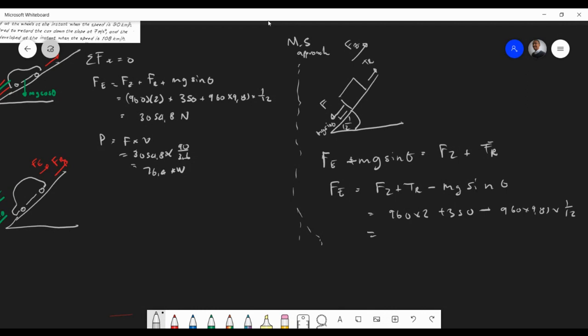One over 12. So I get 1,485.2 newtons. So in the book, they have a different braking force. Oh, sorry, my mistake. Of course, my FZ has to change. So this is 960 times 7. Forgive me for this.